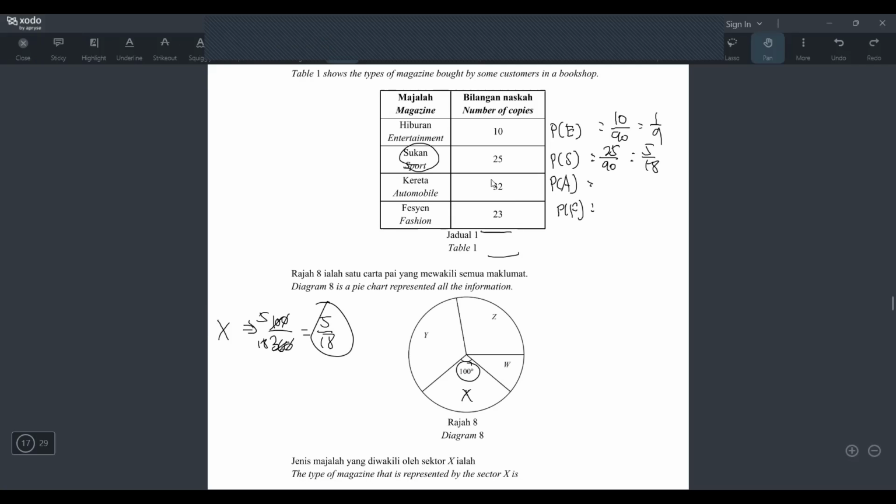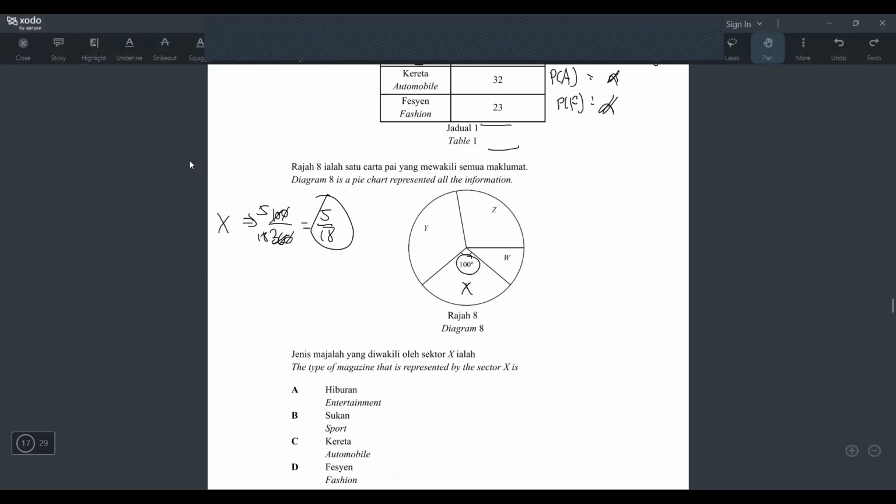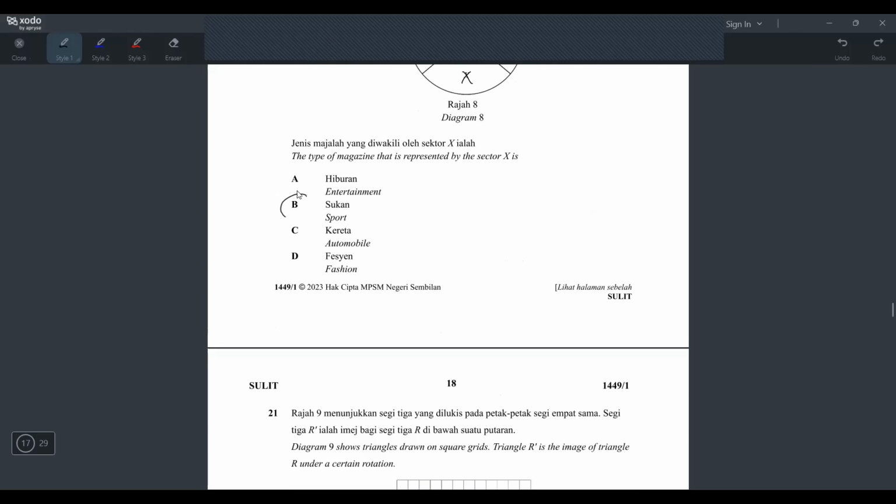It means the rest you don't need to do already. If you want to, you can, but you will not get 5 over 18. Since you already got 5 over 18, you know the others are confirmed not the answer. So the answer is sport. Let's see A, B, C, D, the option for sport. Yes, that's the answer.